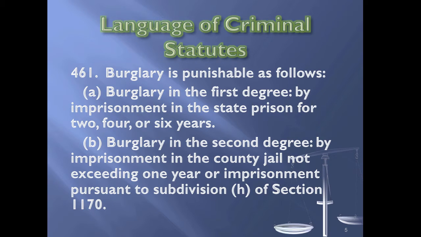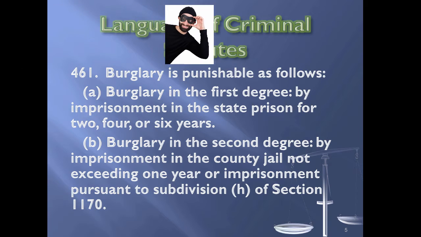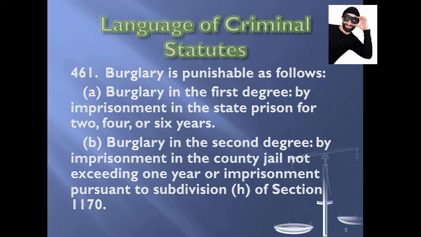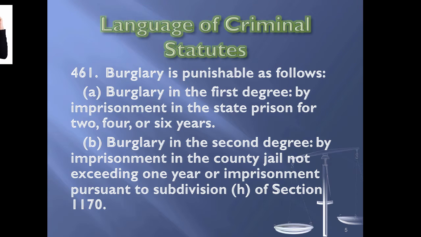So in this case, if you look just a little further down in the Penal Code, right after 459, which is burglary, you'll get to 461, and that explains or describes the punishment for burglary in California, which in this case, the statute says burglary is punishable as follows. Paragraph A says burglary in the first degree. Now, we can break that down more later, but first degree burglary is when you enter an inhabited dwelling, which means a place where someone lives.